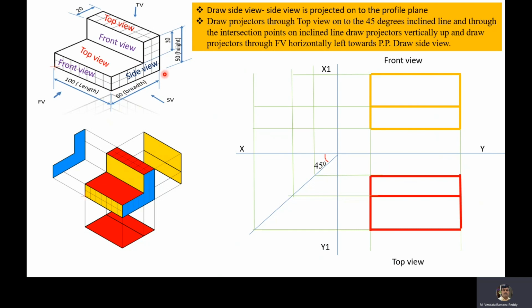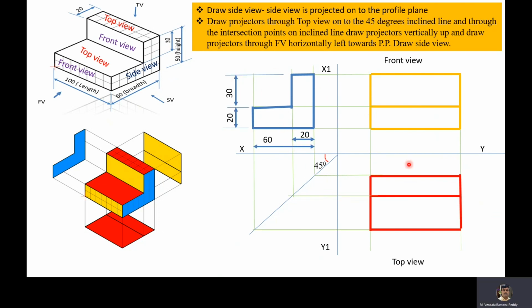So breadth is 60, height is 50. And again this breadth is 20, and again height down, that is 30, and again breadth is 40, and again height is 20 down. That is 50, 60, 20, 40, 30, 20. This is the side view.